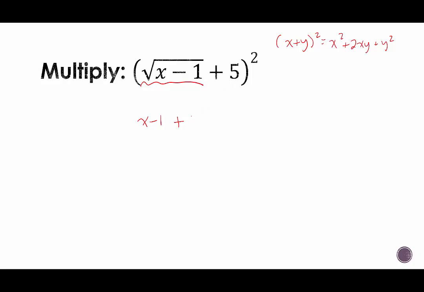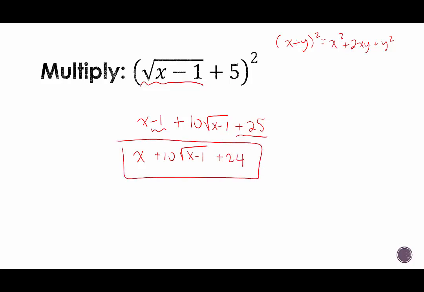So that's going to be 2 times 5 is 10 times the square root of x minus 1, plus the second root squared will be 25. I do see like terms. We have a minus 1 and a plus 25. Once that x minus 1 is out of the radicand and it's a free expression, they're separate terms. So x is its own and minus 1 is its own. They're no longer connected at the hip. So we are able to combine the minus 1 with the 25. We're going to have x plus 10 times radical x minus 1, and that would be plus 24. And that would be our final answer.